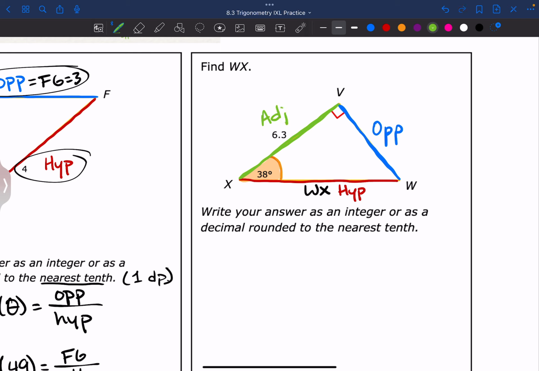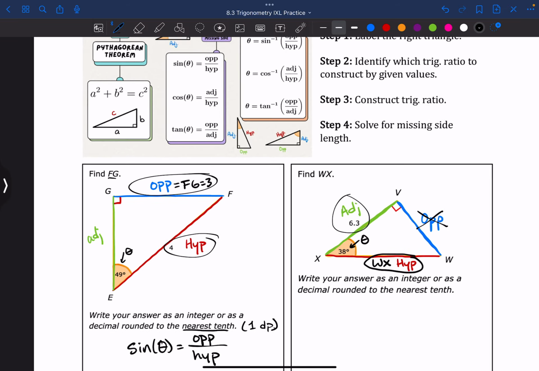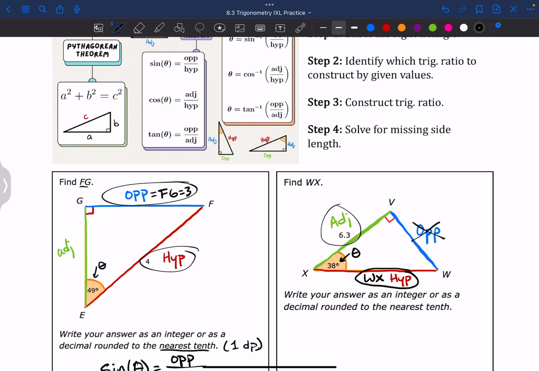So how do I know which trig ratio I need to construct? Well, it comes from what information is given to me and what information I'm looking for. What am I given? The adjacent side, 6.3. The angle, theta. What I'm looking for is WX. This side is what I'm looking for. So I really don't care about the opposite side. What trig ratio deals with adjacent and hypotenuse? Let's take a look. Which one deals with adjacent? Well, sine does not. Cosine deals with adjacent. Perfect. And it also deals with hypotenuse. So I am going to use cosine.